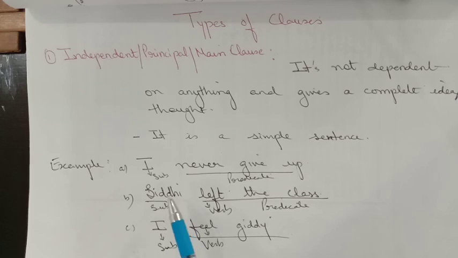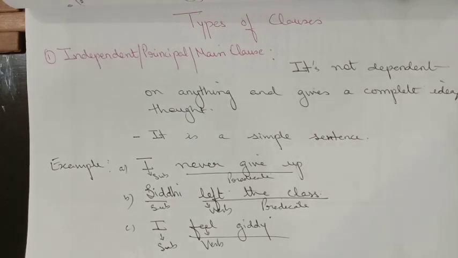For example, I never give up. So, I is the subject here. Never give up is your predicate. Siddhi left the class. Siddhi is the subject, right? Left the class is your predicate. In here you can get the verb left. I feel giddy. Subject is I. Feel becomes your verb, right? Giddy. So, an independent clause should have a verb in it. It should have a subject and a predicate. It should give you a complete meaning. It should not depend on any other part.